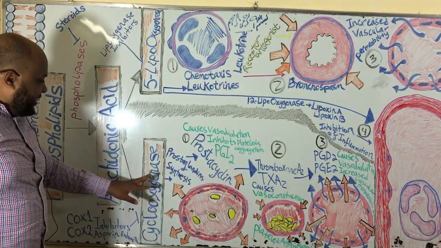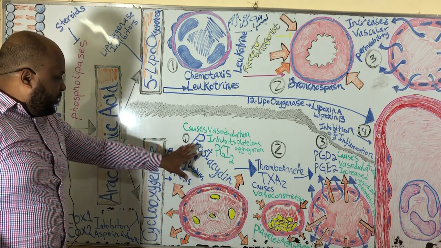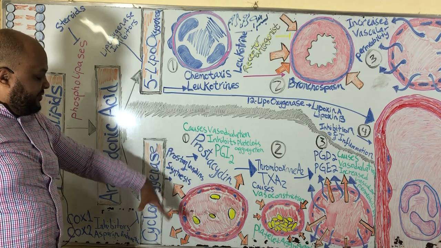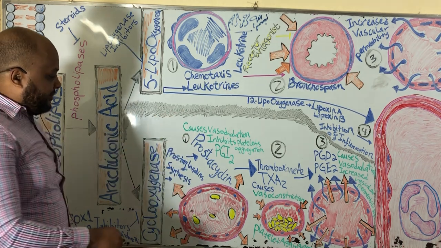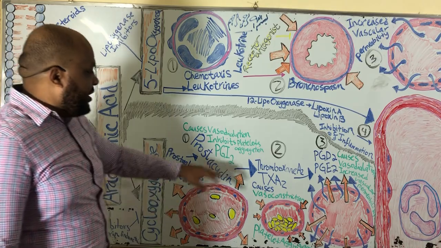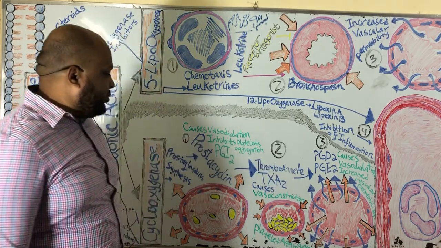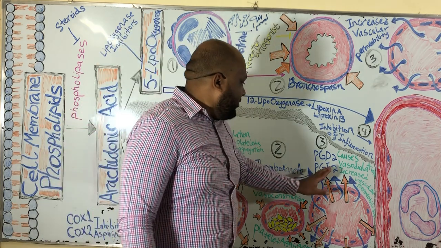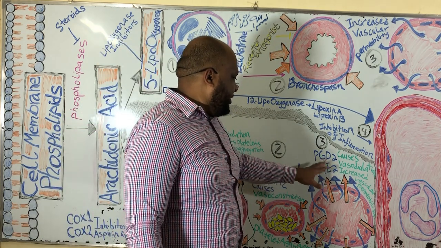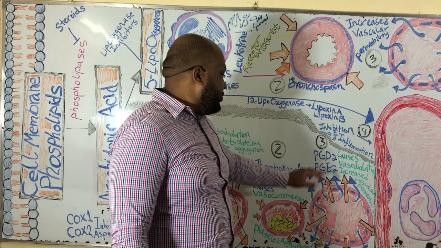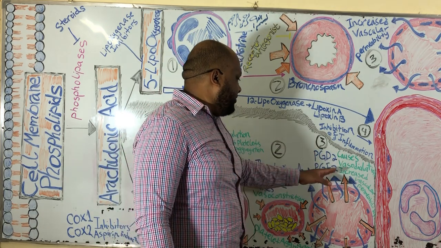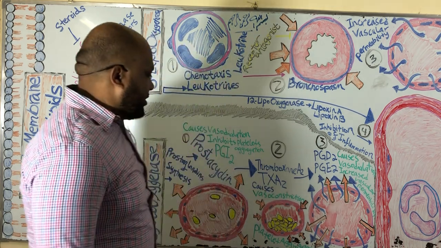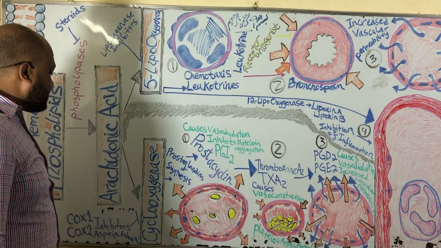However, the cyclooxygenase will give us one of three products. That's prostacyclin, PGI2, which is involved in vasodilation and inhibition of platelet aggregation. We will also have thromboxane A2, which causes vasoconstriction and platelet aggregation. And as a third product, the PGD2s and the PGE2s. These are types of prostaglandins that cause vasodilation and increased vascular permeability.